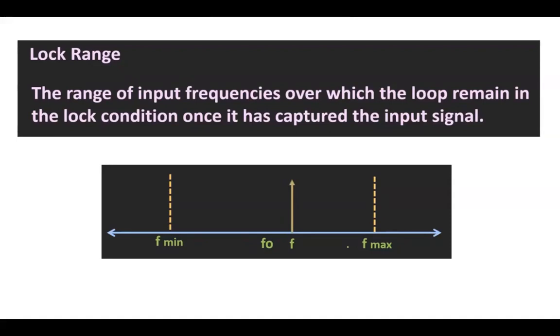So that's nothing but called the lock range, the range of input frequencies over which the loop remains in the lock condition once it has captured the input signal. So that's the minimum frequency value, F0 center frequency, and the maximum frequency F max.